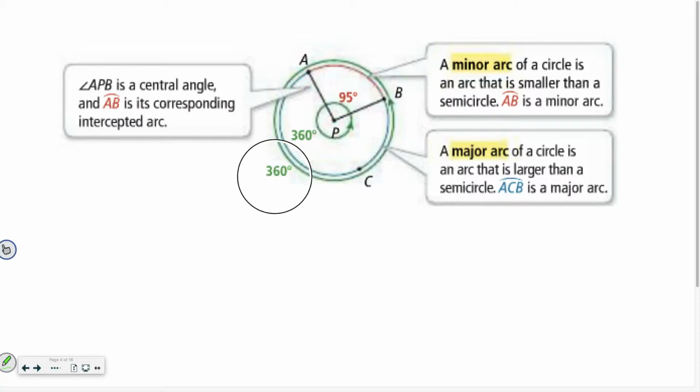Then, another important piece of information is a minor arc. Now, a minor arc is any arc that's smaller than a semicircle. If you've forgotten what a semicircle is, it's 180 degrees because it's half of a circle. So that means a minor arc is going to be anything less than 180. A major arc is any arc that's larger than a semicircle, or greater than 180.